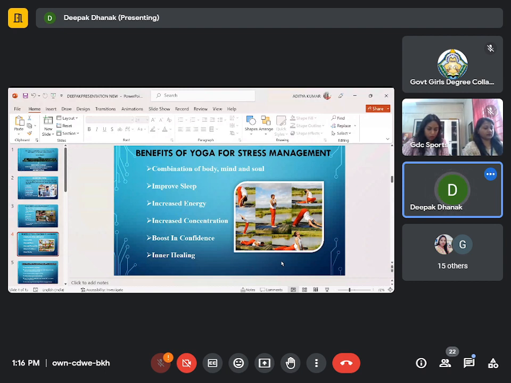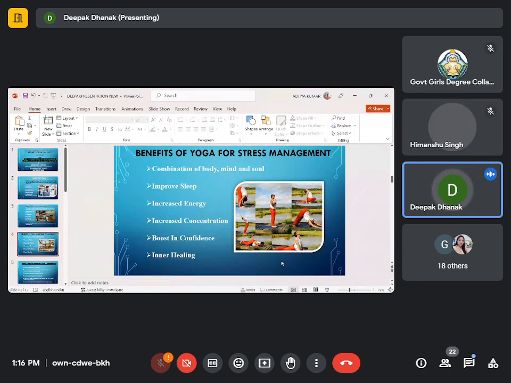Boost in confidence. It boosts the confidence of an individual, as the individual lacks decision making and the level of confidence is very low when in a state of stress. Next is inner healing.